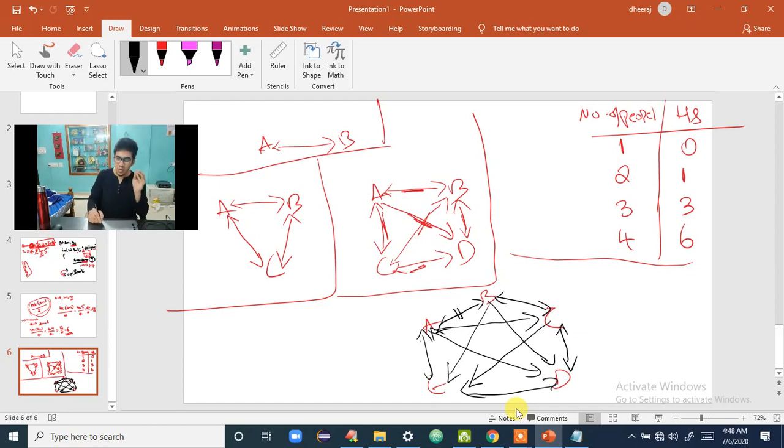So if I count 1, 2, okay, 3, 4, 5. Outer lines are 5. Inner lines 6, 7, 8, 9 and 10. So I want you to understand, right? When there are 5 people, how many handshakes? 10 handshakes are there.